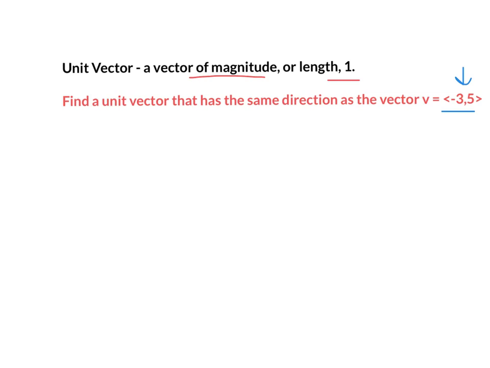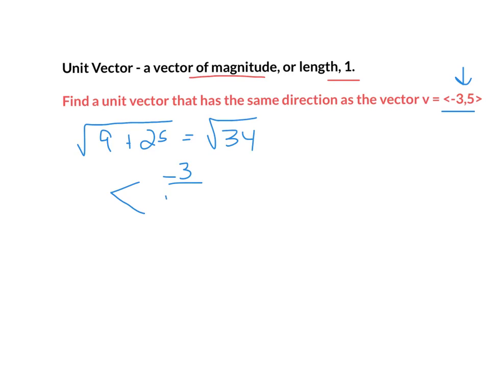So what I'm going to do is find the magnitude. Remember, we did this yesterday. Square the 3, the negative 3, square the 5. That gives me the square root of 34. And to get my unit vector, you divide your original vector by your magnitude. So I'm dividing both of those by the square root of 34.